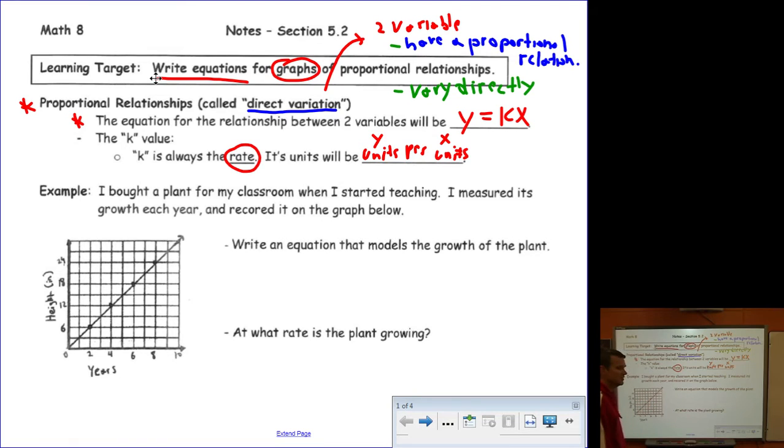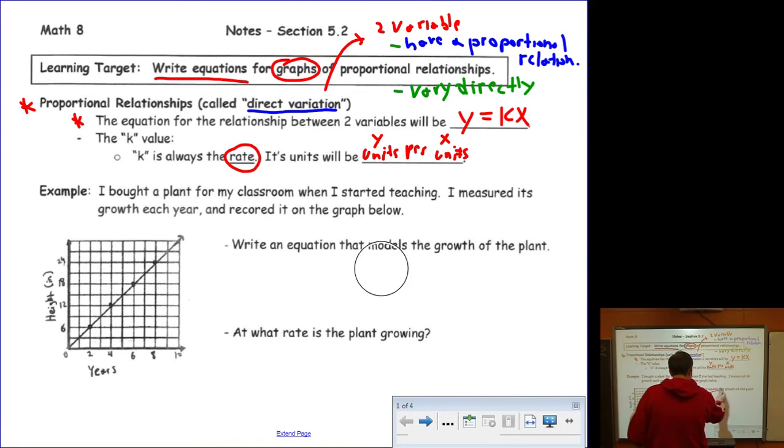All right, I've done an example here for you. I bought a plant for my classroom when I started teaching, or perhaps my wife bought the plant. I measured its growth each year and recorded it on the graph below. So this is pretty much what this section is about. Can you take a graph and write an equation for it? We want to write an equation that models the growth.